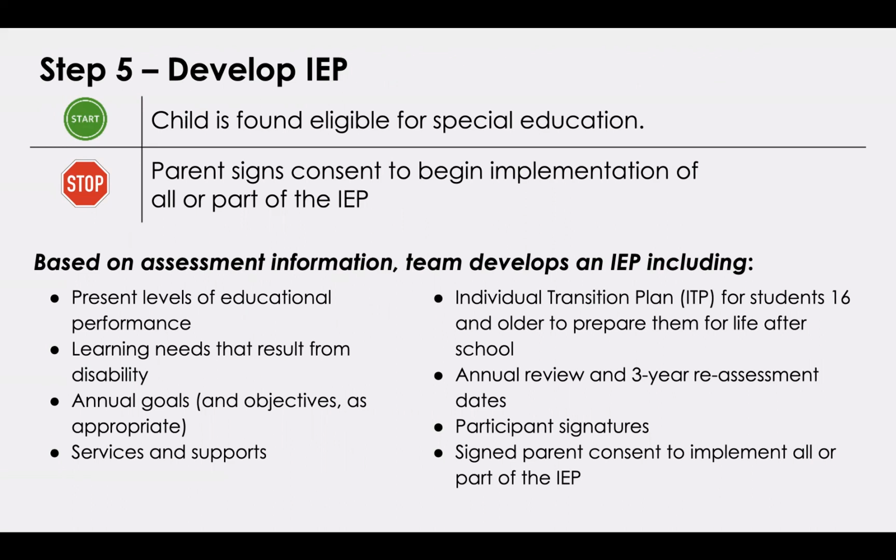Based on assessment information, the team develops an IEP, including the following: present levels of educational performance, learning needs that result from disability, annual goals and objectives as appropriate for the child, services and supports, and an individual transition plan, or ITP, for students that are 16 years or older to prepare them for life after high school. It includes an annual review and a 3-year reassessment date, participant signatures, and the signed parent consent to implement all or part of the IEP.